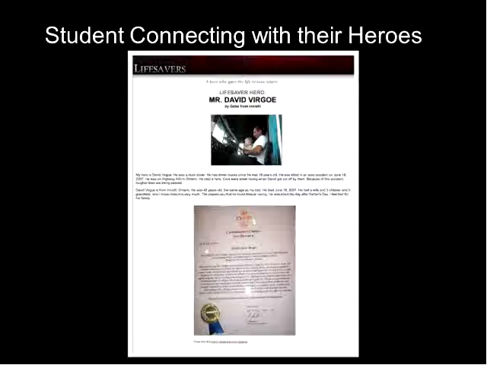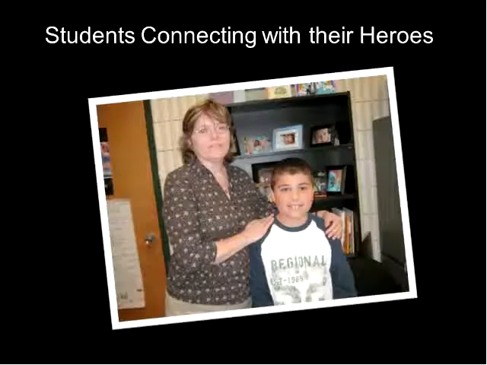So we had this little boy in our school named Gabe, and he wrote about David Virgo, and Gabe didn't like to write. So he wrote the story about David Virgo, and then it turned out that Mrs. Virgo found the story online and came to the school and wanted to meet Gabe. And so here she is meeting Gabe for the first time. And what's really cool about it is here's this student who was a reluctant writer, and he's now involved with Mrs. Virgo's fund in order to help prevent street racing.